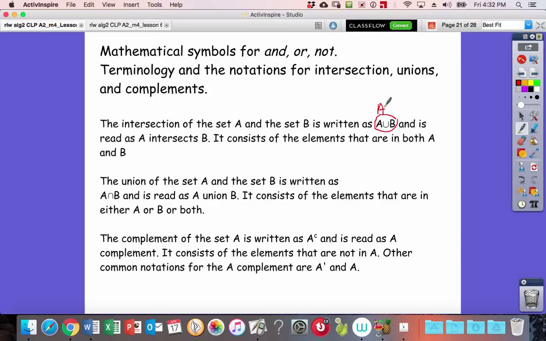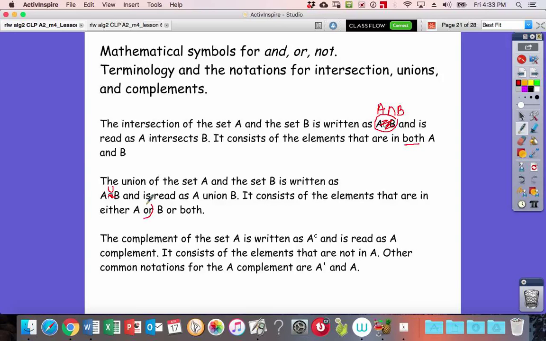Intersection looks like this. And is read as A intersects B. It consists of the elements that are in both. They have to be in both A and B. Okay, the union of the set A and B is written as, and like I said, I have it backwards. This one's supposed to be up like that, and is read as A union B. It consists of the elements that are in either A or B.